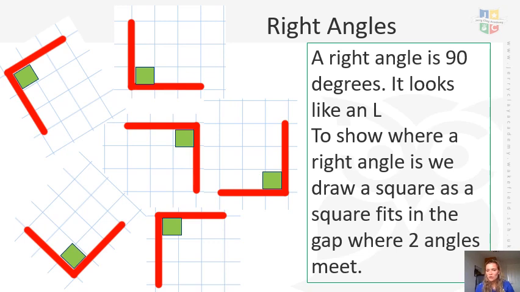Now, with a right angle you can also draw a square that fits in the gap where the two lines meet. You can see that in each of these L's, each of these right angles, there is a square. So we show a curve if it's not a right angle, or if it is a right angle, we draw it as a square. We will be looking more at right angles in the next lessons, but that's just an idea of what an angle is.